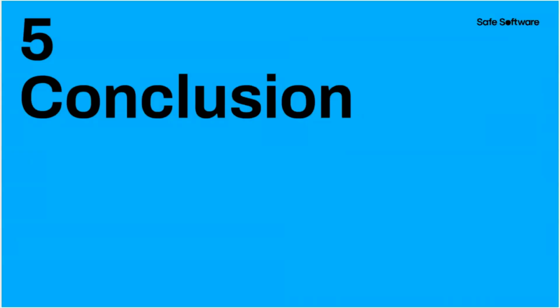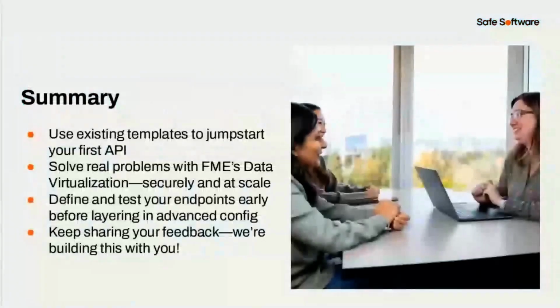So to recap, if you're new to data virtualization in FME, start with templates available on FME Hub or by importing an open API specification for an existing API. What we've shown today is how data virtualization helps you solve real problems, whether it's building standards-based APIs with the OGC templates or securing access with authentication and role-based control. Our advice is to define your endpoints early, test them. That foundation makes it easier to iterate and scale later on.